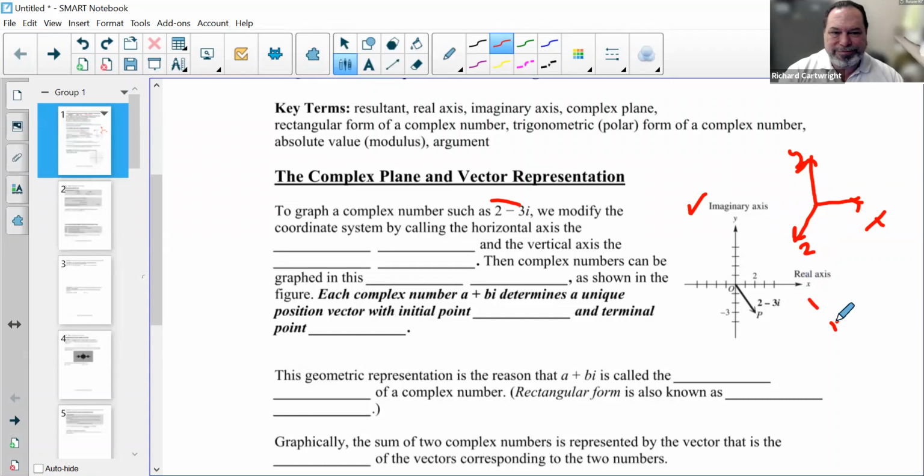So you could get away with just saying two axes like we do normal. And you could call this your I, and you can call this your X. X stands for your real number part, because remember, with 2 minus 3i, this part here, as you recall, was your real number part. This part here was called your imaginary part.